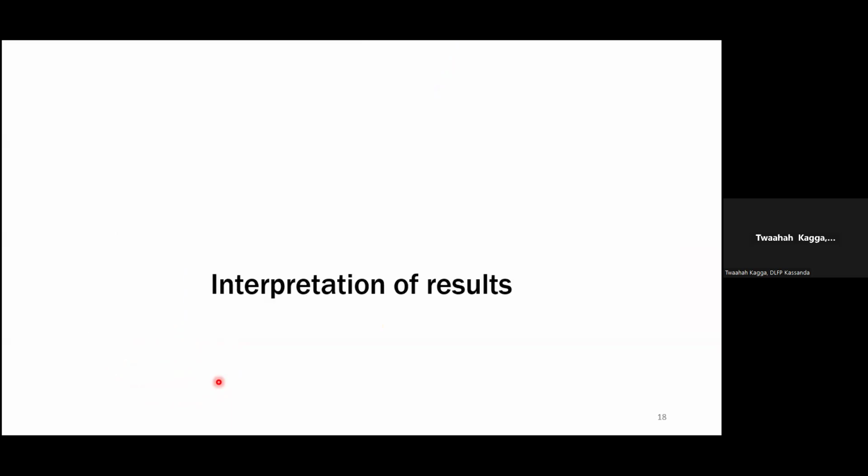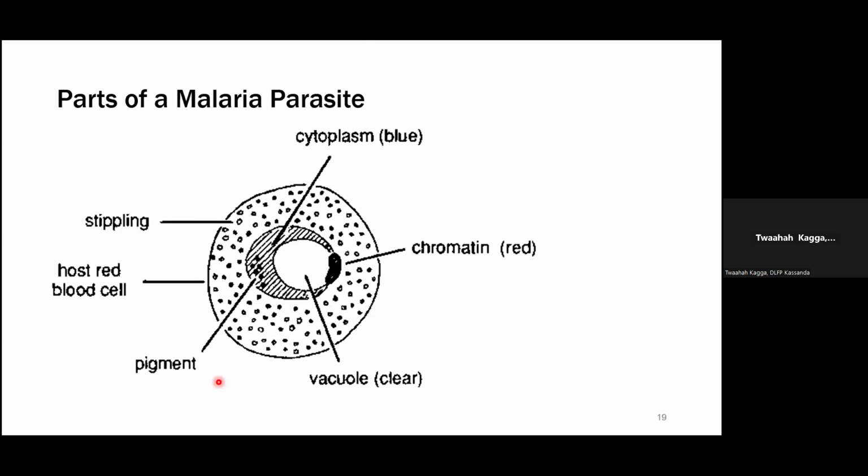This section is going to give us knowledge on how the malaria parasites look under a microscope. This is a pictorial representation of how a malaria parasite looks. This section inside here is the parasite. This is a picture of a parasite inside a red blood cell.